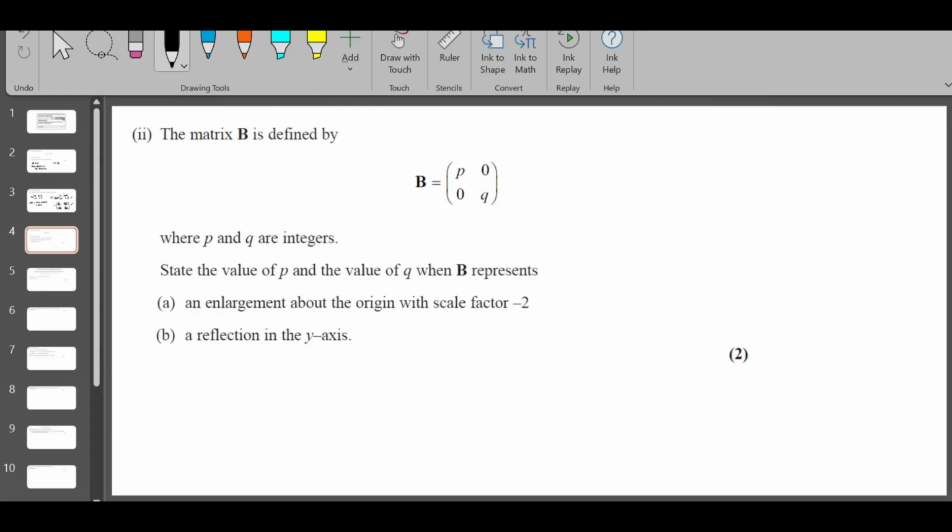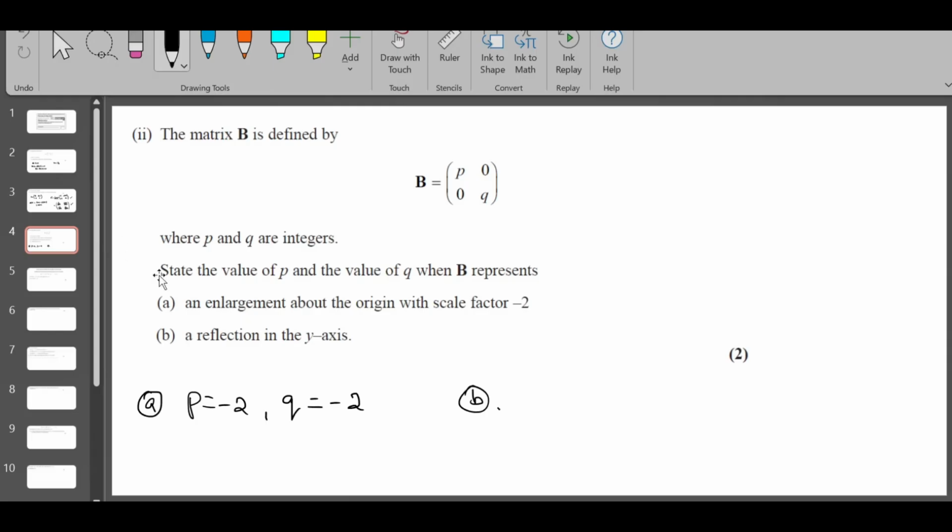Part 2(a) now. The matrix B is defined by P, 0, 0, Q, where P and Q are integers. State the value of P and Q when B represents an enlargement. If it's an enlargement, these two should be the same number, equal. That would be the scale factor of the enlargement. Scale factor is minus 2. So P is equal to minus 2, Q is equal to minus 2. And then part B, a reflection in the y-axis.